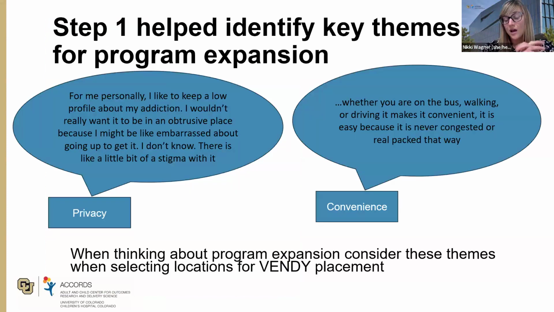So, across all 7 of our interviews, that first step really identified those key themes. It was consistent with what we had heard before, but privacy and convenience were really important. And these are some really great quotes from participants that highlighted that. This person said, "For me personally, I like to keep a low profile about my addiction. I wouldn't really want it to be an obtrusive place because I might be embarrassed about going up to get it. I don't know, it's a little bit of stigma with it."